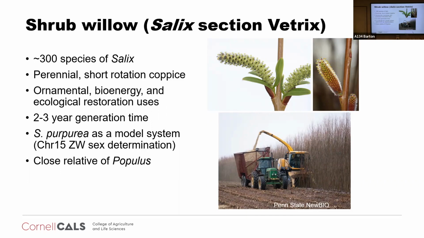My research specifically focuses on the species Salix purpurea as a model for the shrub willows, which has a chromosome 15 ZW sex determination system. All that means is that chromosome 15 is the sex chromosome, and the females are ZW and the males are ZZ. So the W is only inherited to the female line. Notably, willows are also the sister genus of the poplars, or Populus. Populus trichocarpa is the model tree, so we could leverage some of the genomic resources available from that in our study of willows as well.